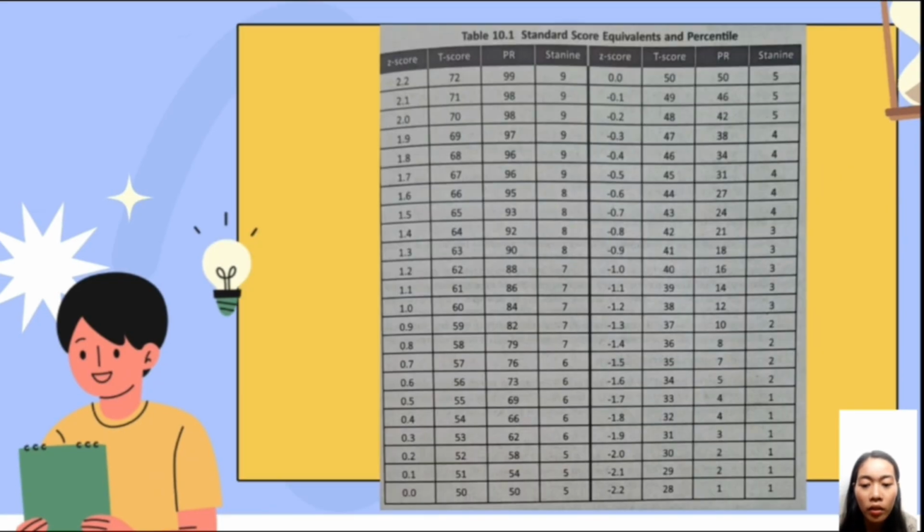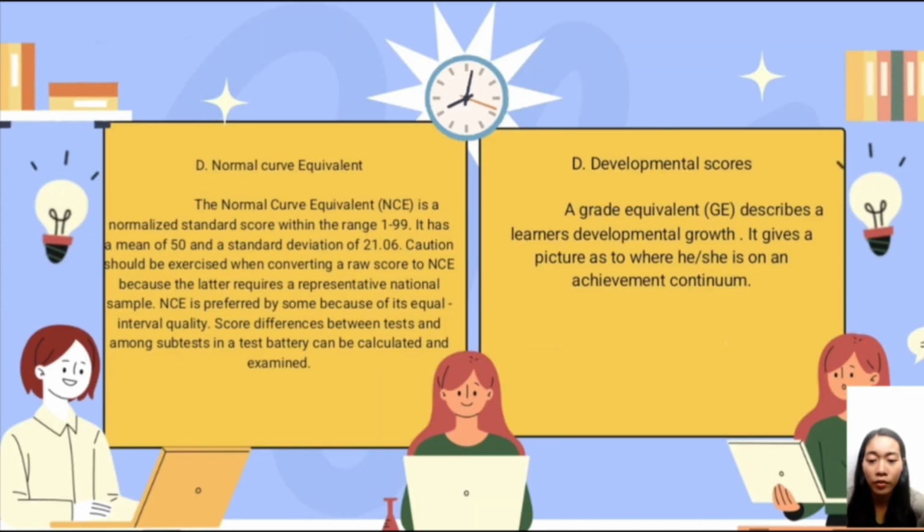This is table 10.1, standard score equivalent and percentile. So as we can see here, we can see the difference between the Z-score, T-score, percentile rank, and the STA9. Next is the normal curve equivalent.